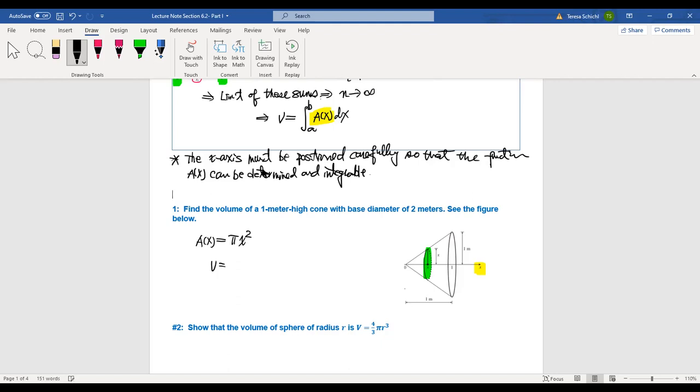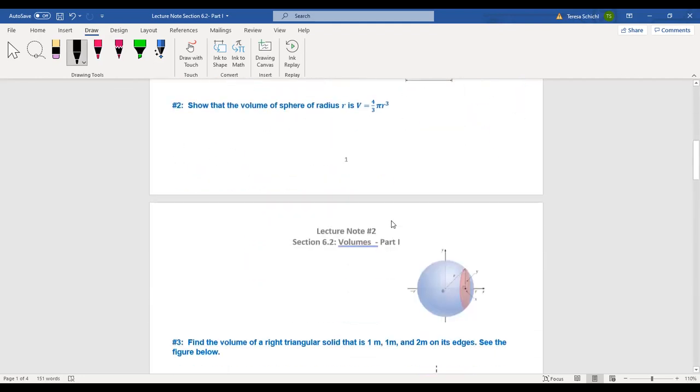So the volumes here will just be from 0 to 1 of pi r squared. So this is A(x), right? This is my area. So this is the area, A(x), and then you do the dx. So this one is pretty easy. We know the volume here is pi over 3. Okay, and now the second one is here.